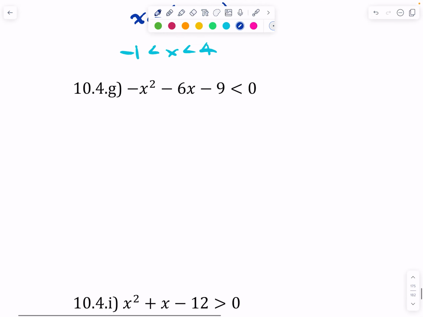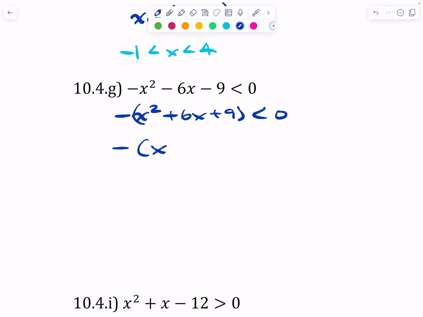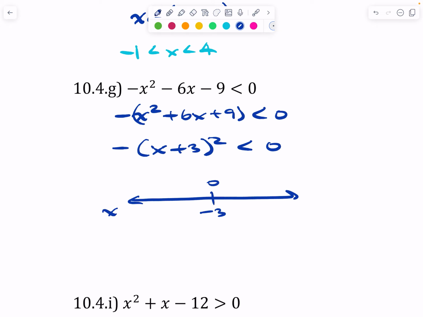Phew! This looks like negative x squared, plus 6x plus 9, which is the negative of x plus 3 squared, which gives me this sign diagram. Opening downward, I know the left and right sides are both negative. We want to find where this is less than 0.